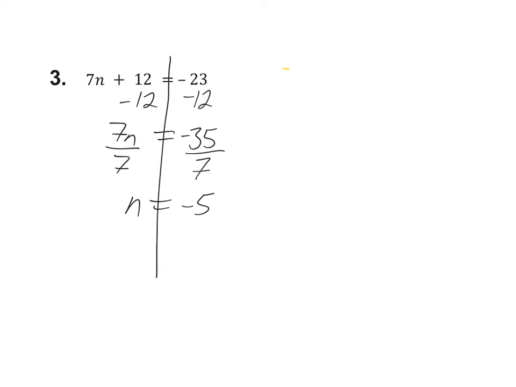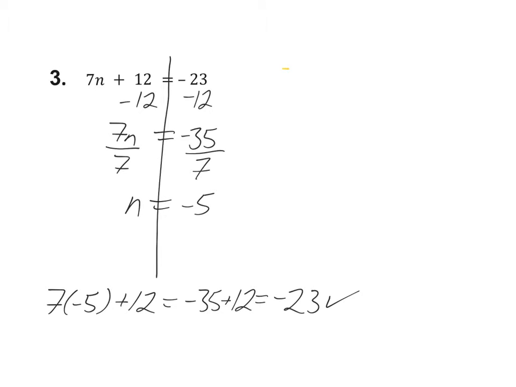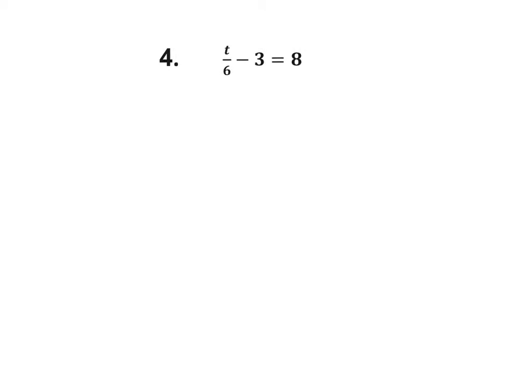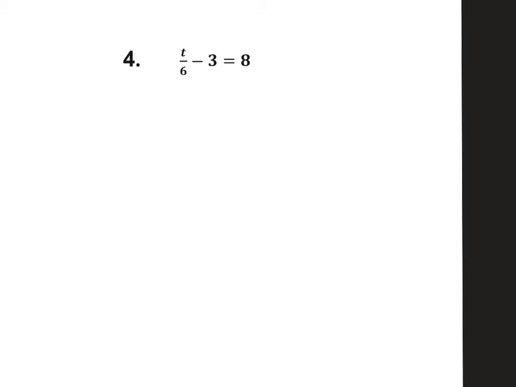Now we're going to check it. So I have 7. What am I going to plug in for n? Negative 5. So 7 times negative 5 plus 12. 7 times negative 5 is negative 35 plus 12 is negative 23, which is what I wanted. So perfect. Let's go ahead and try this next one.